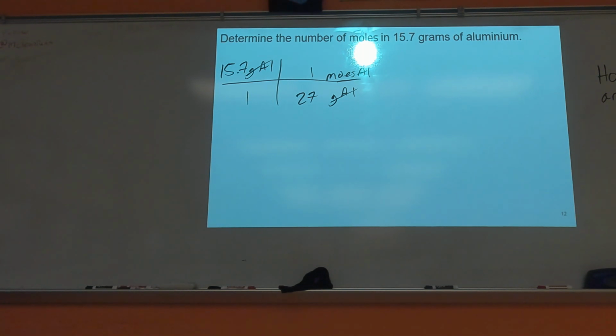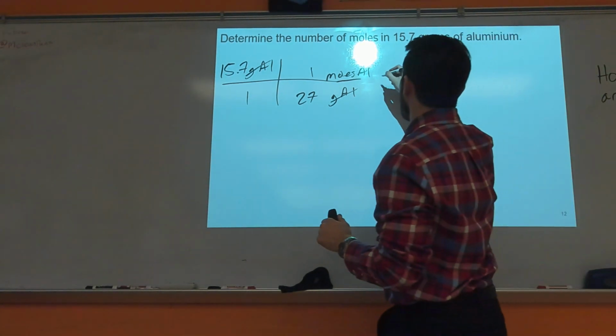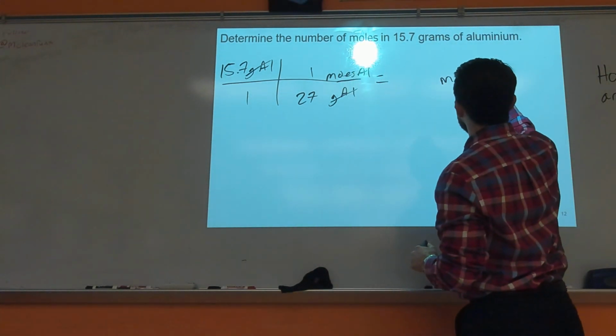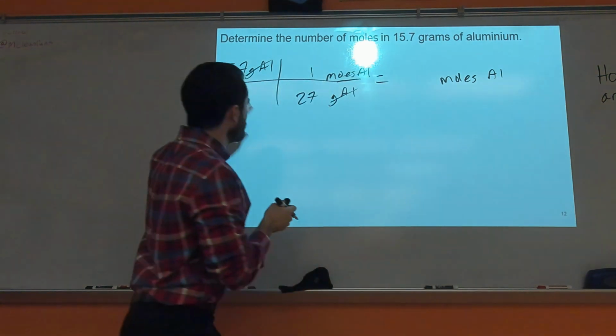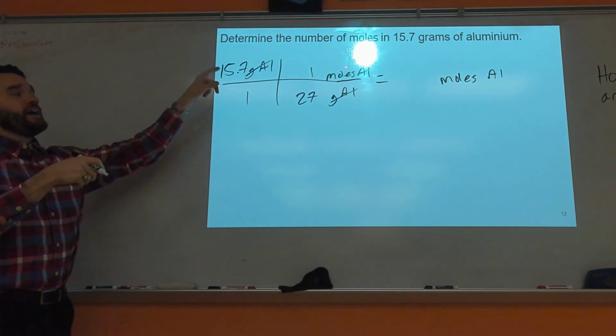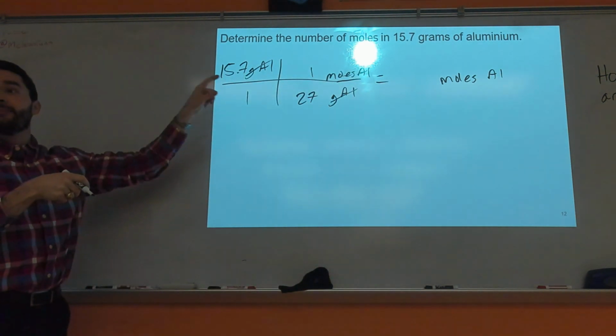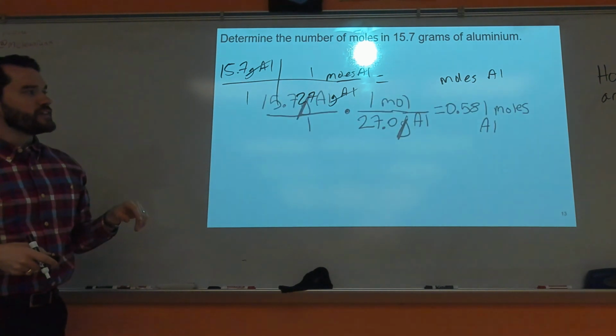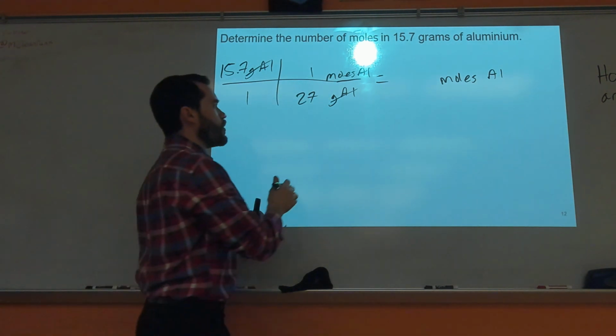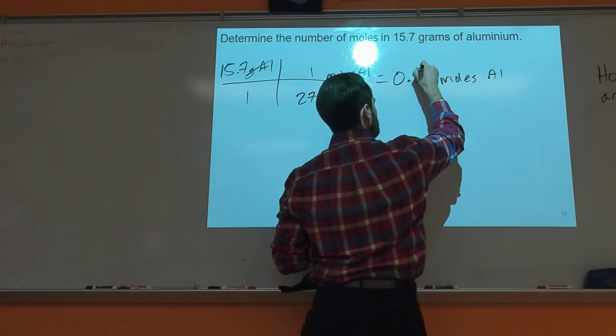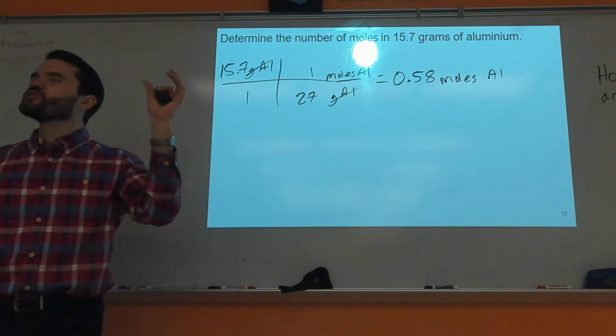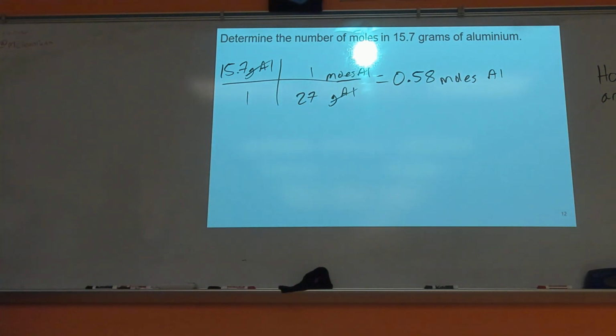Alright, so then to find the number of moles, you would just multiply the numbers at the top, divide the numbers on the bottom. And this would be in moles of aluminum. So you do 15.7 times 1. And then divide the numbers on the bottom, so then divide by 27. And if you do that, you should get 0.58. We don't have to worry about significant figures in here. 2 decimal places is pretty normal for these.